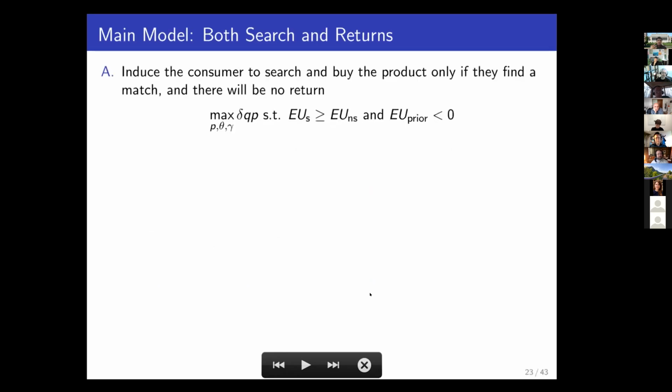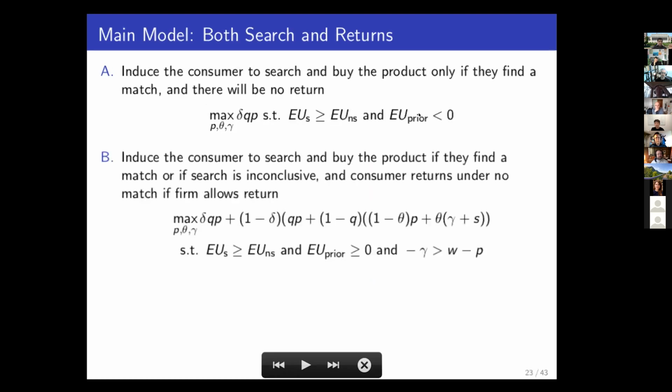And here the firm can induce similar behaviors, but a little bit extra compared to the previous case. One is that you can induce the consumer to search and buy the product only if they find a match, and then there will be no return, because they have bought only on a match, right? So the return policy is basically not relevant. I mean, you have to set something there so that the prior is still 0, but the return policy is not very relevant in this case.